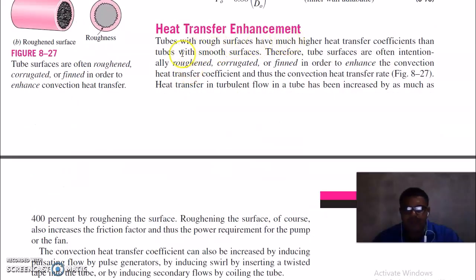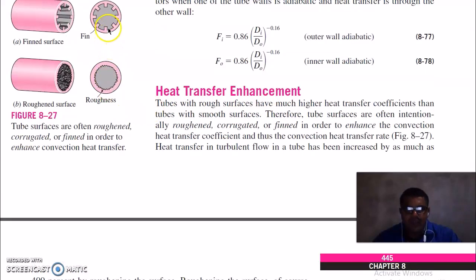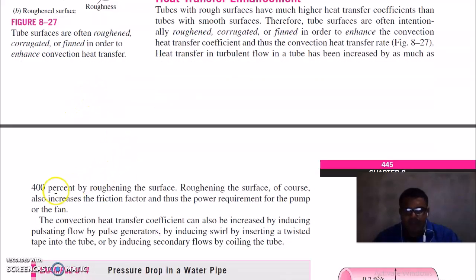Heat transfer enhancement. Tubes with rough surfaces have much higher heat transfer coefficients than tubes with smooth surfaces. Therefore, tube surfaces are often intentionally roughened, corrugated and finned in order to enhance the convection heat transfer coefficient. You can see there inside the tube you have a finned surface, rough surface. So they will increase the heat transfer by as much as 4%. Roughening the surface of course also increases the friction factor and thus the power requirement for the pump.